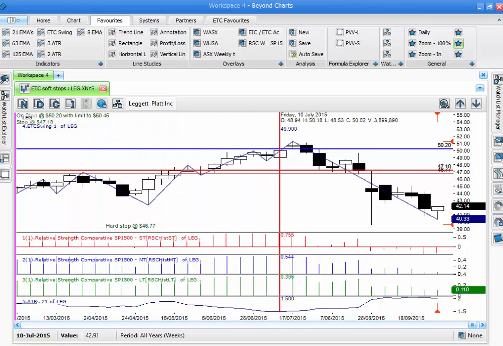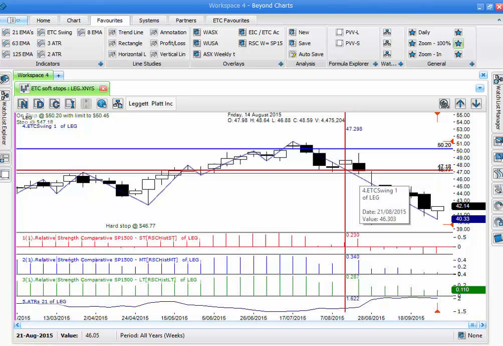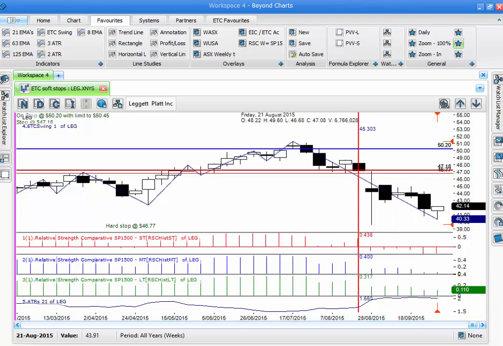Now we just need to see how low that candle went. Did it go down to $46.77? The low there was 46.88, so we haven't breached that hard stop. The following week, however, you can probably see the tail of the candle there, piercing what is now a hard stop, and we got kicked out of the trade.